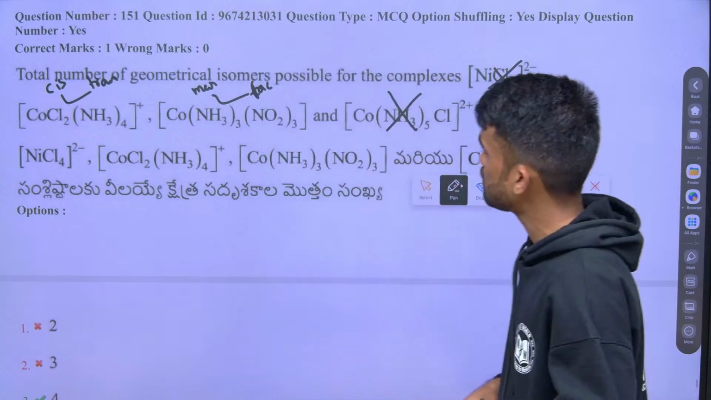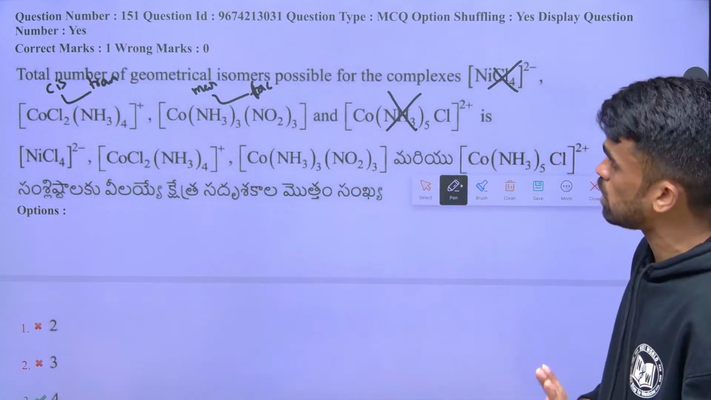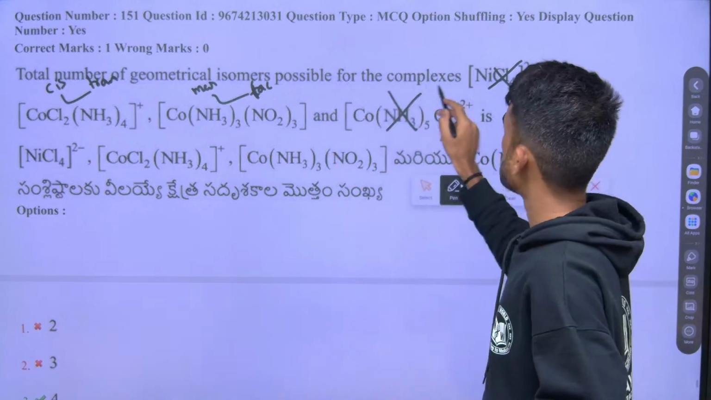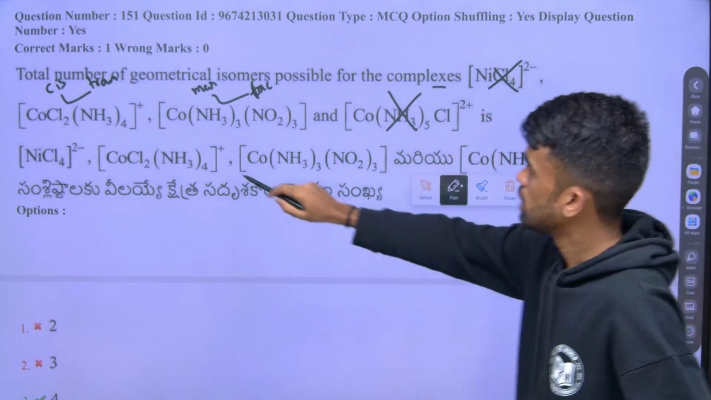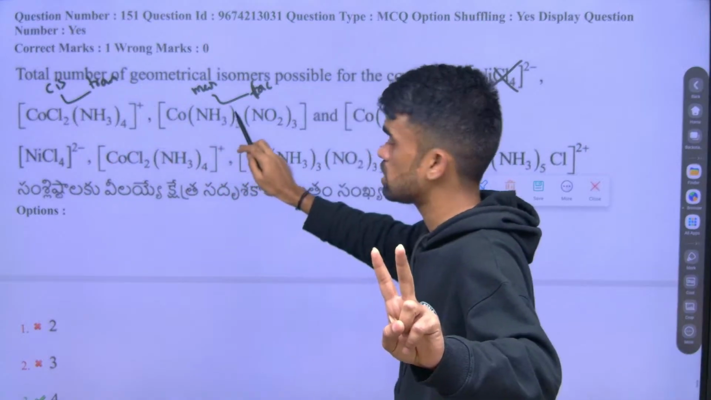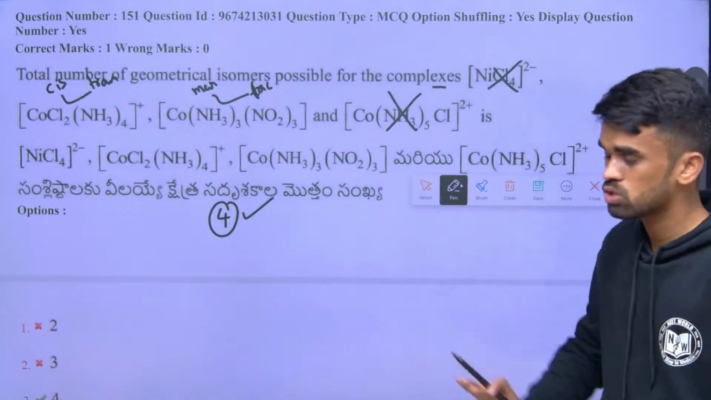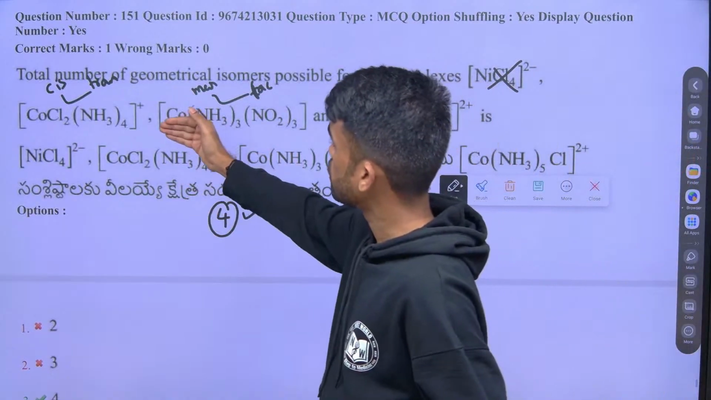So total number of isomers are how many? This is what their question is: total number of geometrical isomers possible for the complexes. So they won't show. Here it will show 2, and here also it will show 2. So total 4. Yes, this is the correct one. Their option is also correct. So you should not get confused.